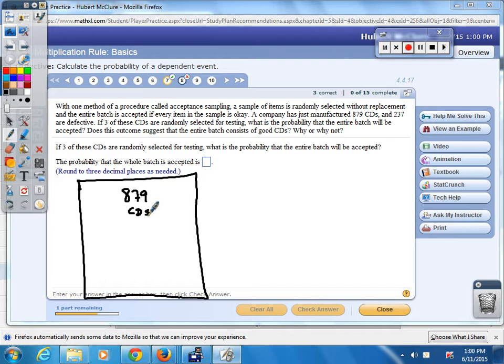Now, you know by percentages in the past for the company that a certain percentage, in this case it comes out 237, are defective. 237 are bad. And how many are good? It's a complement. 642. So 642 are good. Now, if you don't know how I got that, it's the complement. 237 subtracted from 879 is 642. And that's how you set the problem up.